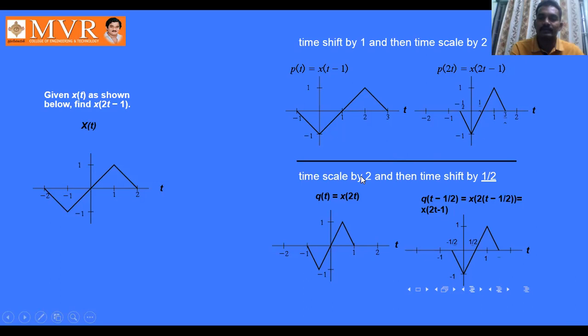Then time scale by 2 and then time shift by 1 by 2. Time scale by 2 means it can be compressed like this, and then time shift by 1 by 2, that is q of t minus 1 by 2, equal to x of 2t minus 1. So finally, x of 2t minus 1 is represented like this.